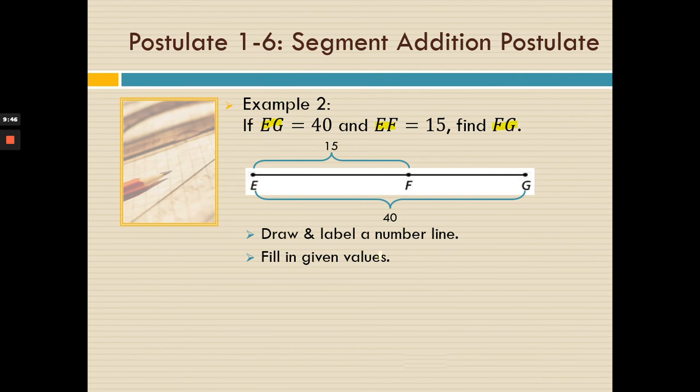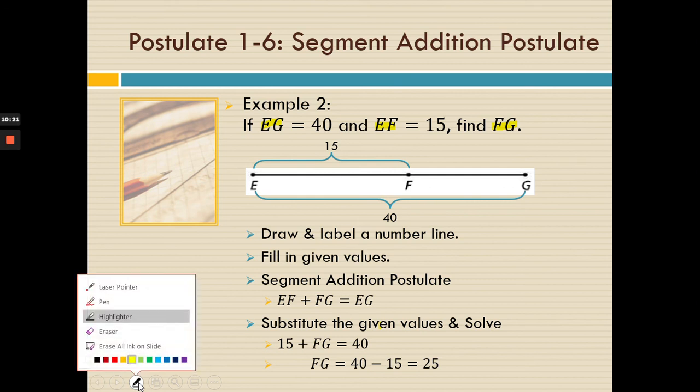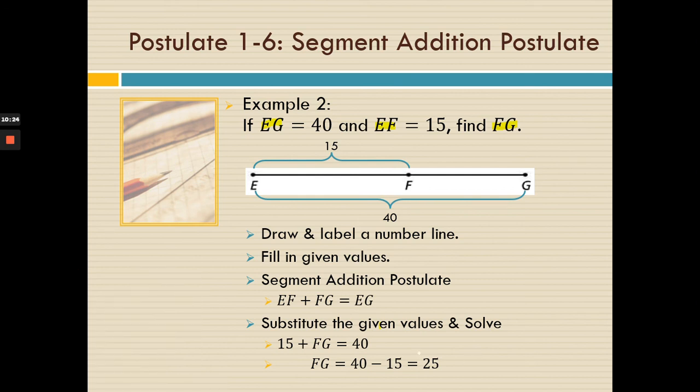All right, the segment addition postulate tells us that one chunk, EF, plus the other chunk, FG, equals the whole entire thing. So we're going to plug in the numbers that we have. 15 is one of the chunks. The other chunk, FG, is unknown. That's what we're looking for. And we know that the two added together is 40. So if we just do some quick subtraction, 15 on both sides, we find that FG is 25. All right, so that would be our answer to this problem. 25. I'm going to put that inside of a box right there because that's our final answer.